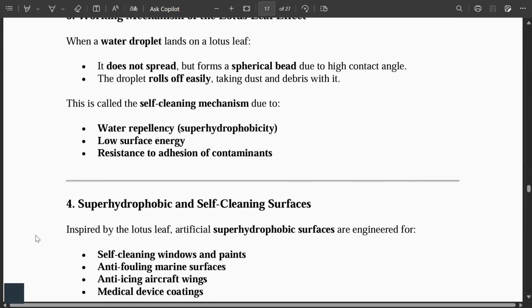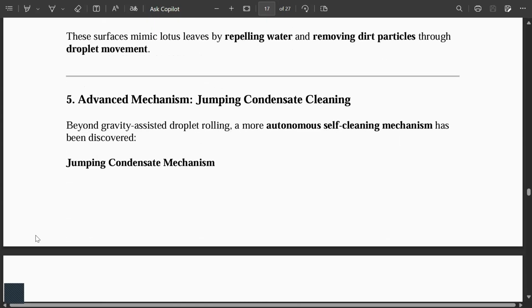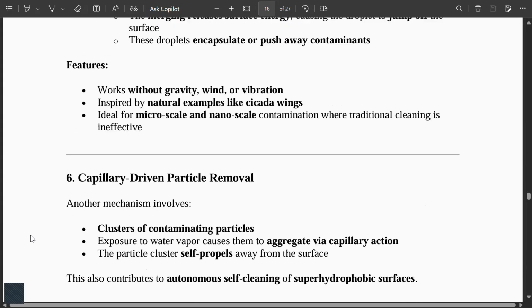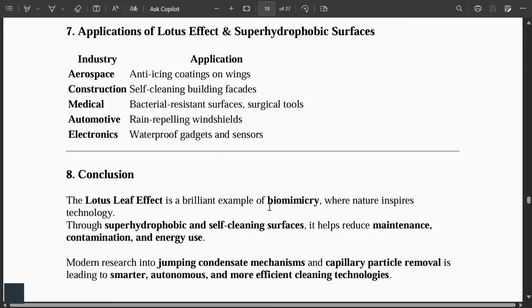Next comes, how is this useful? How is this self-cleaning mechanism useful in day-to-day life? In construction, we use self-cleaning building facades on construction sites. In medicine, bacteria-resistant surfaces or surgical tools we can coat with this lotus leaf effect principle. Then aerospace, anti-icing coating on the wings. Then automotive, rain-repelling windshields. Then for waterproofing gadgets and sensors, we use this. It is just an example of biomimicry.